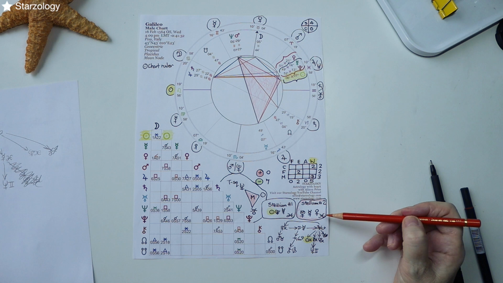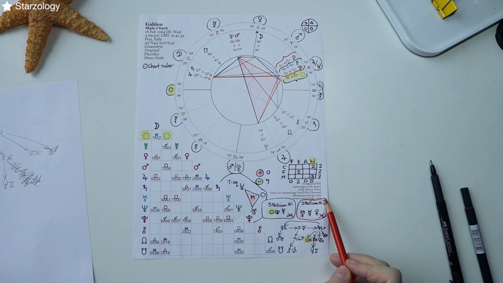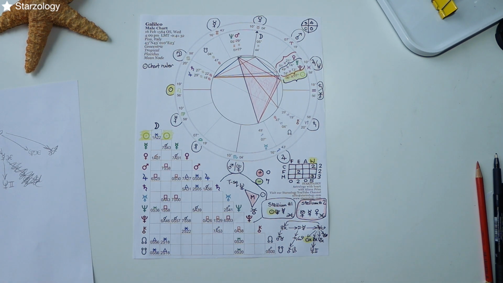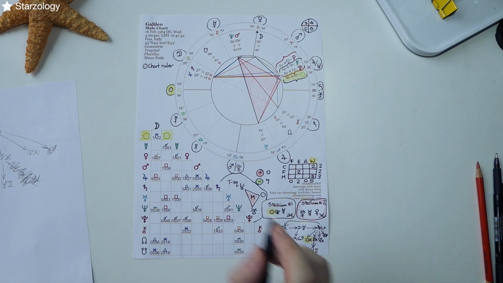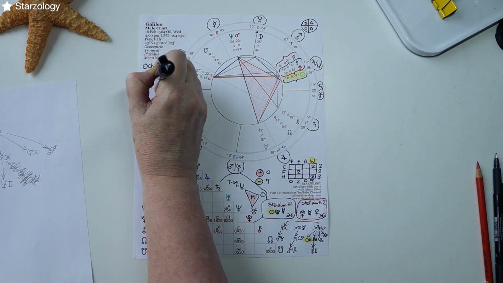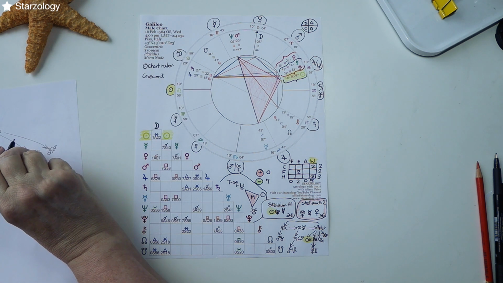I'm just highlighting stellium number 2 with a little red outline because I did put it in on the main wheel with a red set of brackets, so you could see clearly the difference between the black stellium and the red stellium. Next, I'm moving on to make some notes just under the chart details.